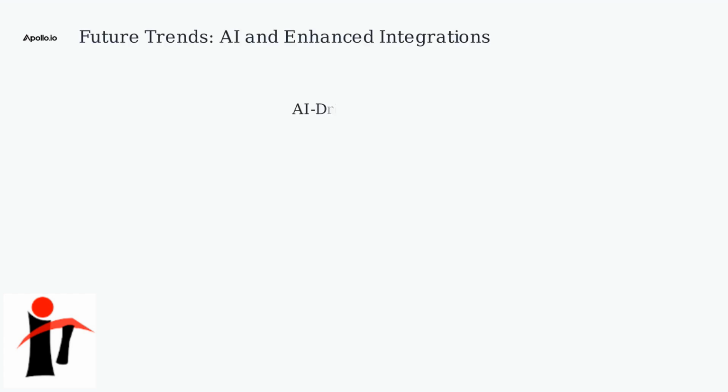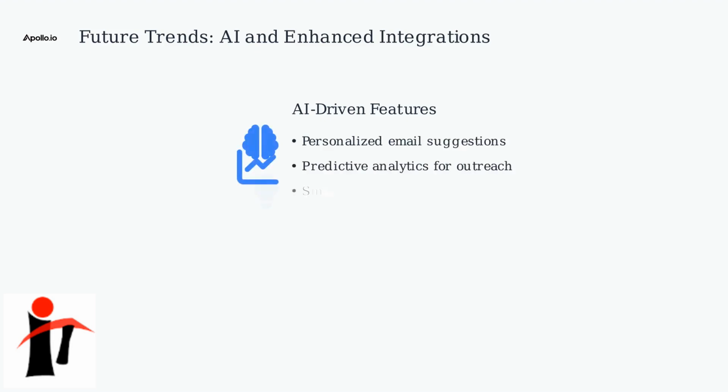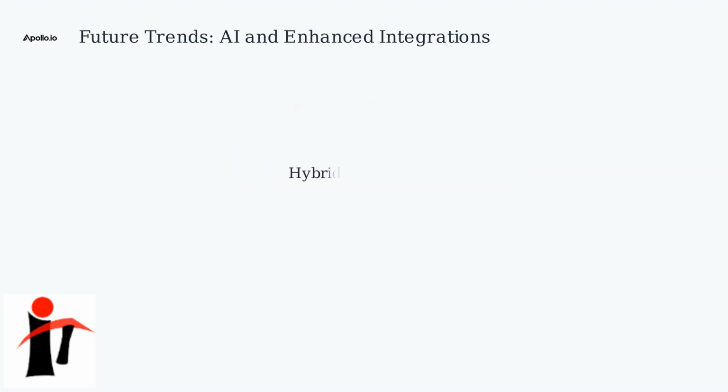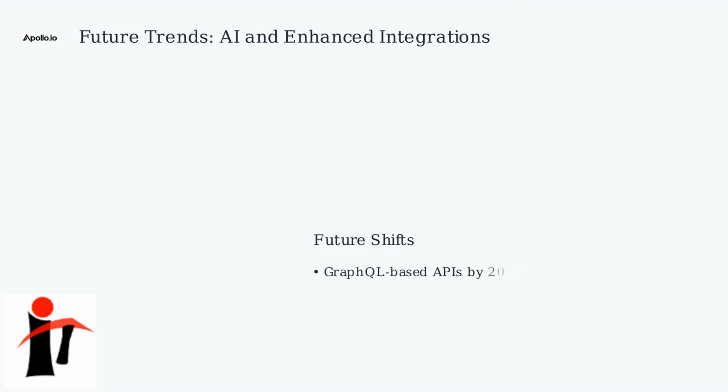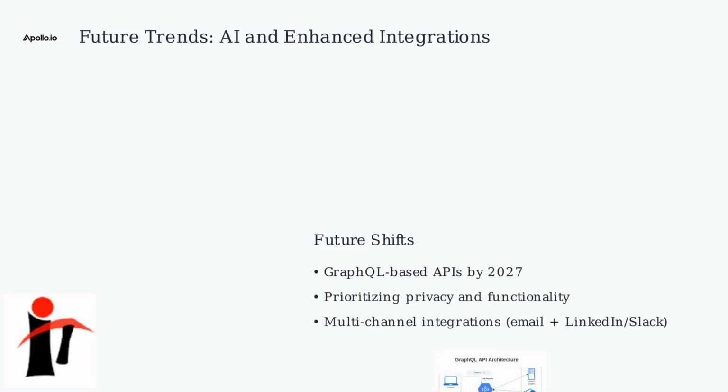Looking ahead, Apollo.io is incorporating more AI-driven features like personalized email suggestions and predictive analytics. These tools use machine learning to enhance outreach, reducing manual effort by up to 40%, according to user reports. Hybrid integrations are also rising, combining traditional IMAP and SMTP with API-based syncing for faster performance, especially in enterprise environments. Keep an eye out for potential shifts towards GraphQL-based APIs, which prioritize privacy and enhanced functionality.